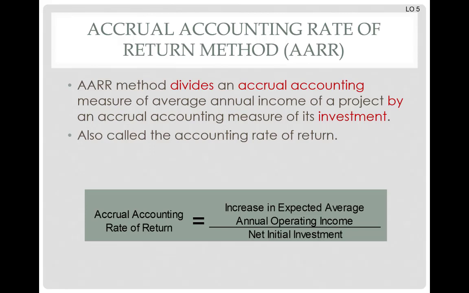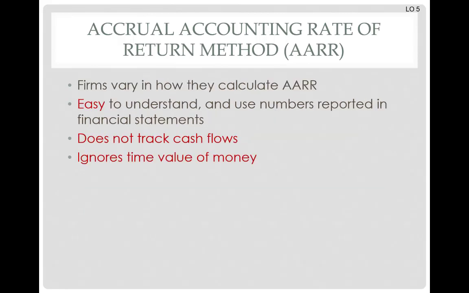Again, it's going to include non-cash things in it. Like you'll include depreciation in it, for example. So it's not really a great measure as compared to something like NPV. But people will use it as a quick back-of-a-napkin approach because it's easy. You can pull the number right off the income statement and get a number. Now, firms will vary in how they calculate the accrual accounting rate of return. But as I said, it ignores the time value of money, and it does not track cash flows.